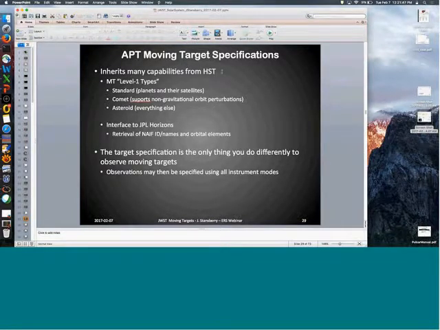So here it's a lot of capabilities from HST. The level one target types are a standard target, a comet, or an asteroid. And something that's been added is an interface to the Horizons system at JPL, so that you don't have to enter targets by hand. I'll add a little bit more detail in a second. The important thing is that the specific target is really the only thing that's different from specifying any other JWST observation. Once you've said, I'm going to observe a moving target, you're able to use all the instrument templates just like anybody else can. It's supposed to work, and the pipeline's supposed to work. So we're trying to make sure all that happens by Cycle 1.